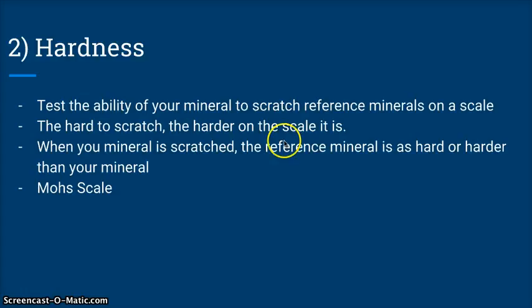Another one is hardness. It's testing the ability of your mineral to scratch a reference mineral on a scale. It's called the Mohs hardness scale. And when your mineral is scratched, the reference mineral is harder than your mineral. So if your fingernail scratches that mineral, you know that it's softer than your fingernail. But if it scratches your fingernail, you know it's harder than your fingernail.